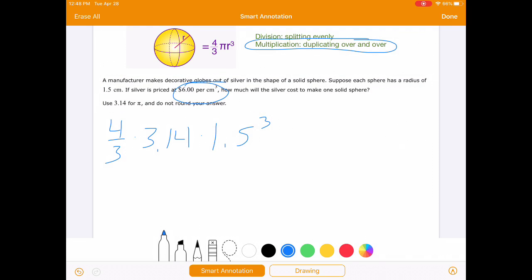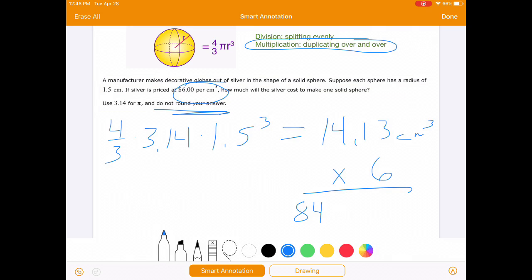So 4 times 3.14 times 1.5 to the third power, and then divide all of that by 3. We end up with 14.13 cubic centimeters. So one sphere has 14.13 cubic centimeters. Remember, we're not rounding our answer here. All right, and then we're going to take this and multiply it by 6. We end up with $84.78 to make one silver sphere here for this company.